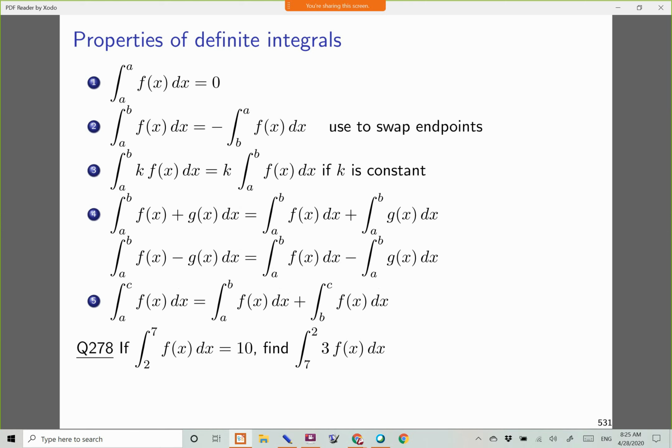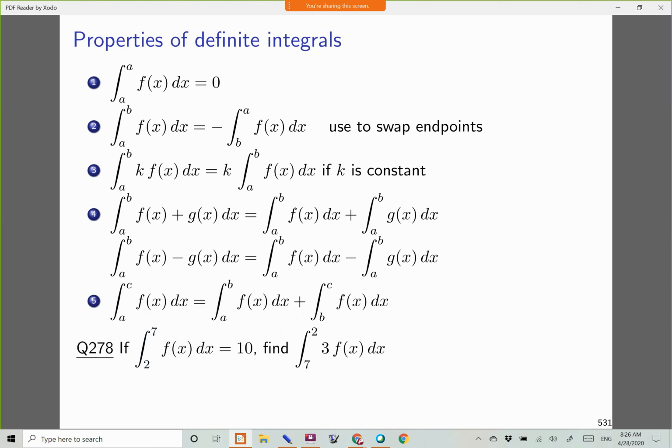So you'll find things where they didn't even give you the function. Take a look at this question. They just say that some function, they don't even tell you which. Taking that function and looking at the area from x equals 2 to x equals 7, that total area ends up being 10 square units. And then they give you a question like, now find the integral from 7 to 2 of 3 times f of x dx. So again, the function isn't provided, but this information of 10 will be useful.